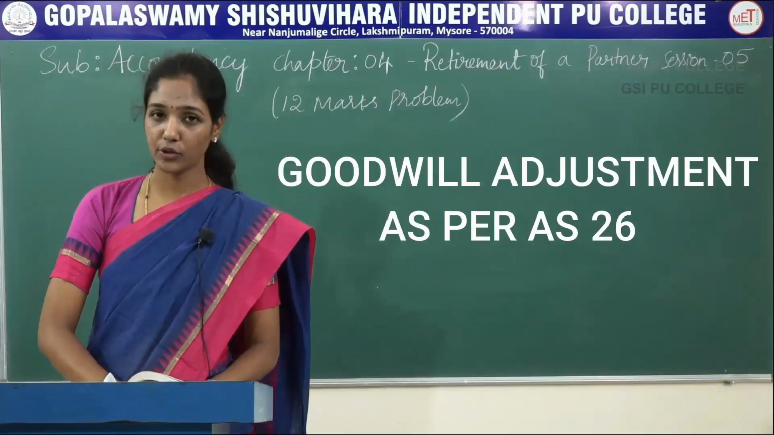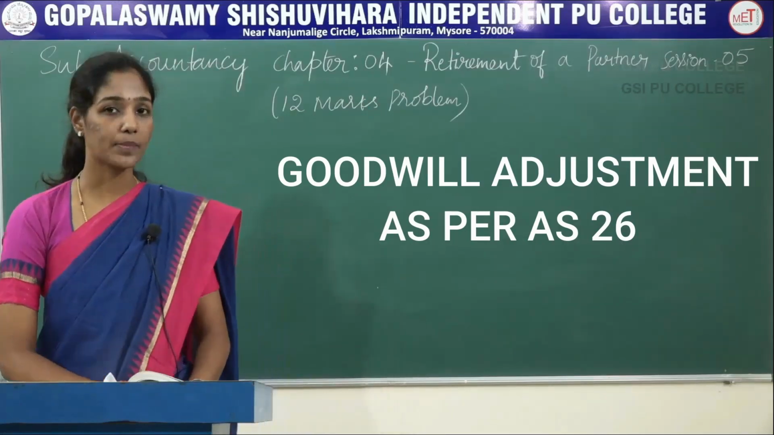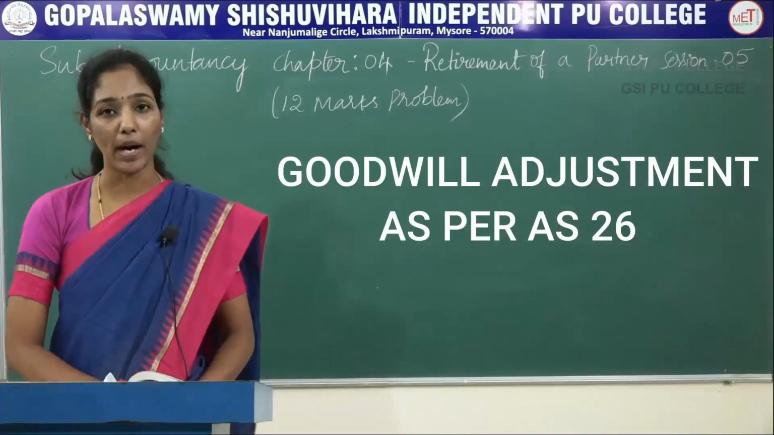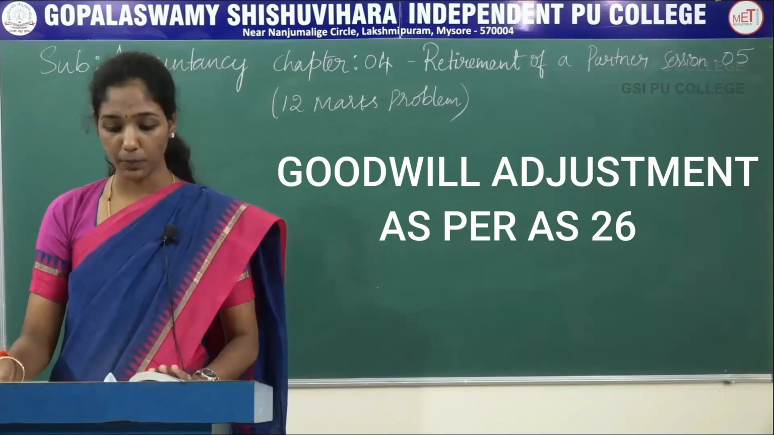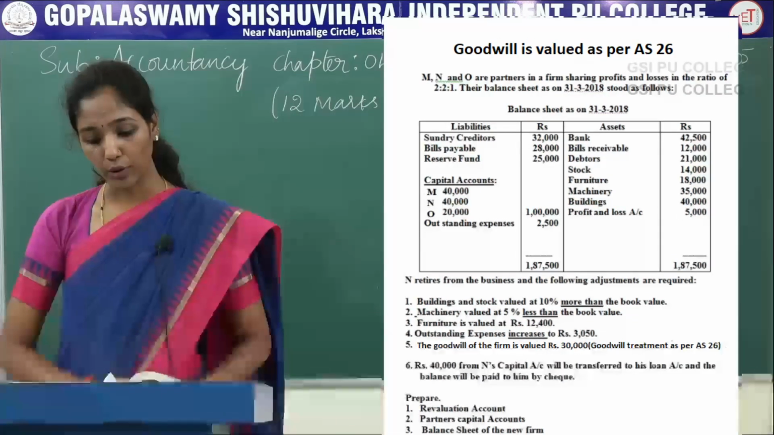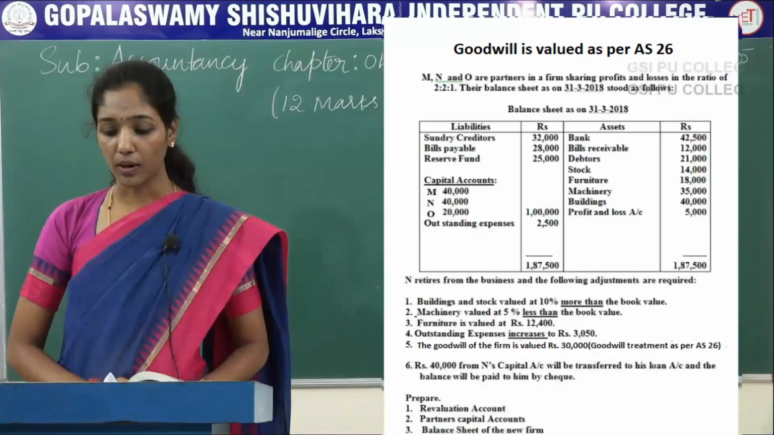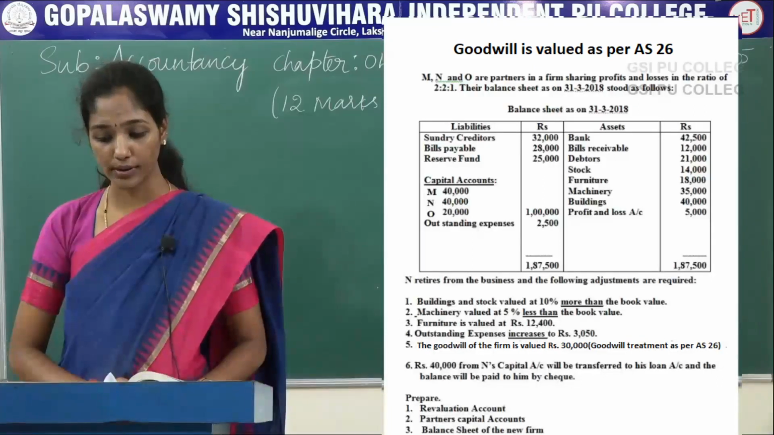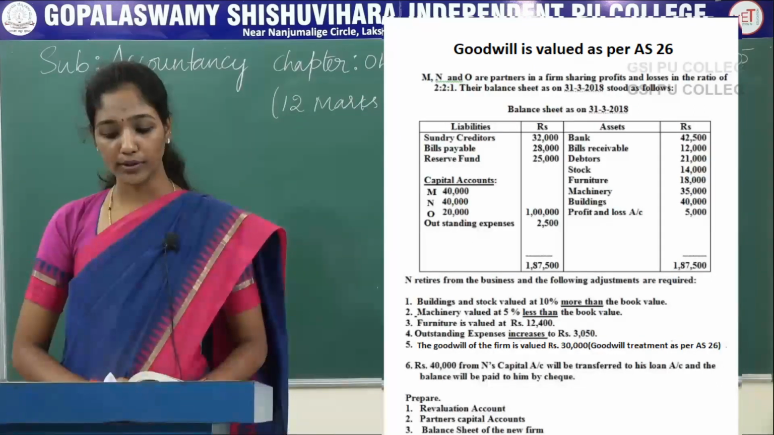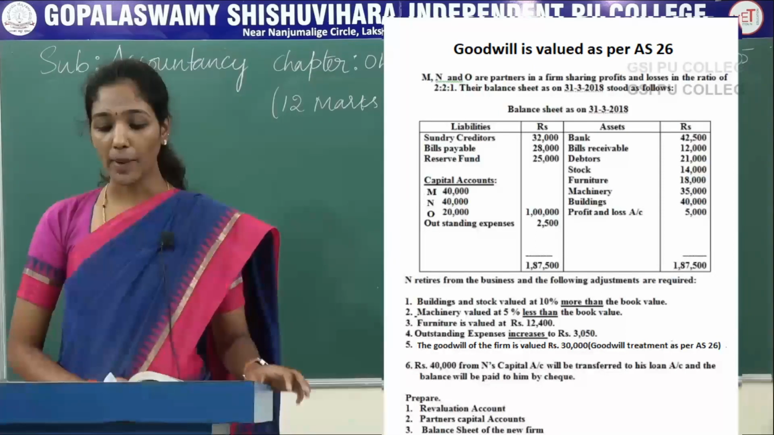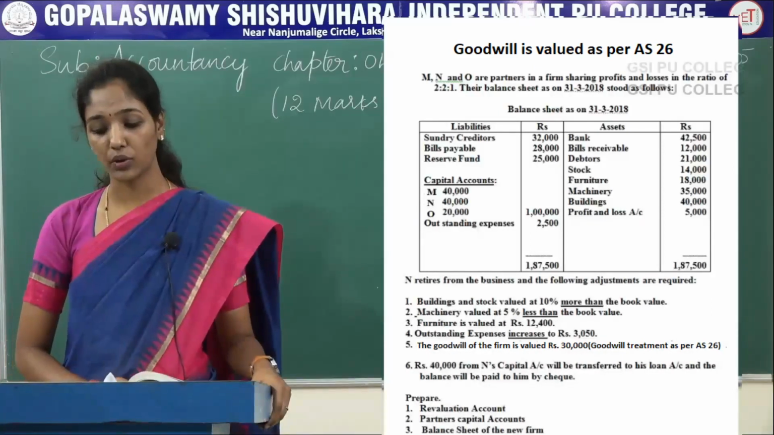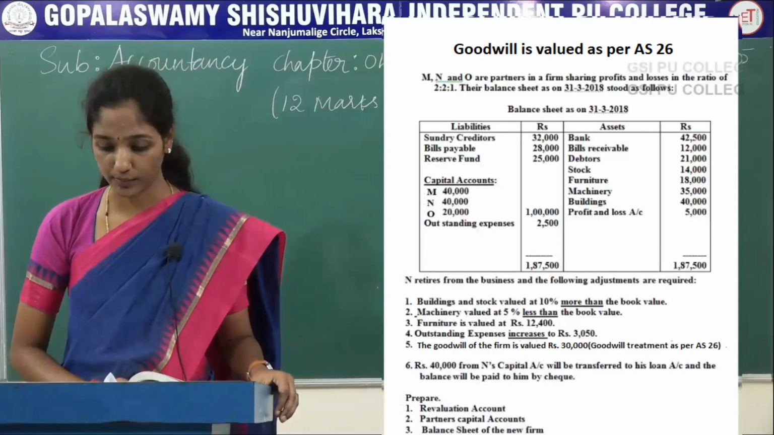In today's session, let's do another problem from Chapter 4, Retirement of a Partner. Here is your example problem. M, N and O are partners in a firm sharing profits and losses in the ratio of 2:2:1. Their balance sheet as on 31st March 2018 stood as follows.